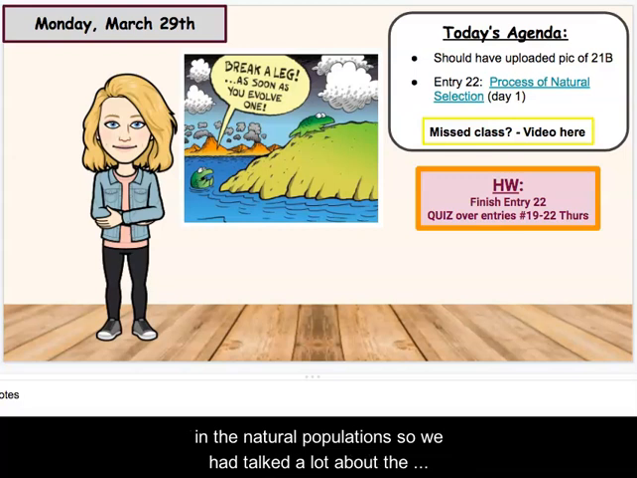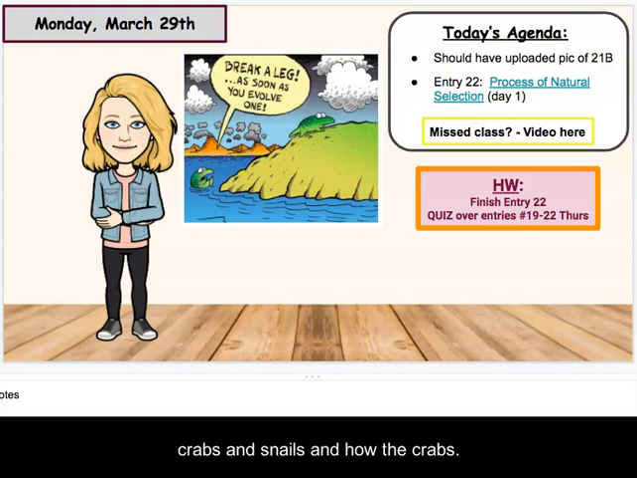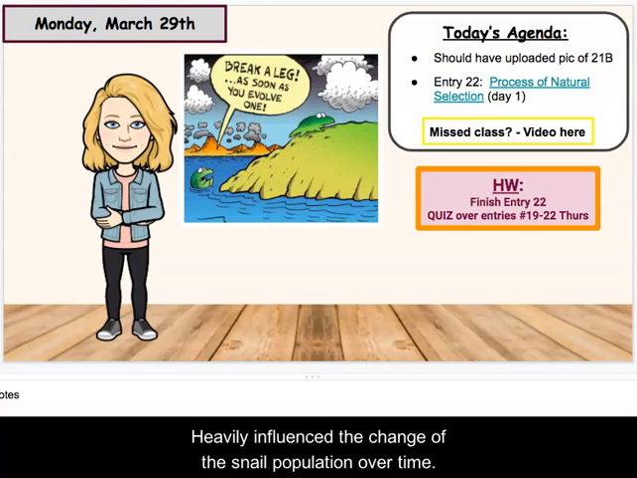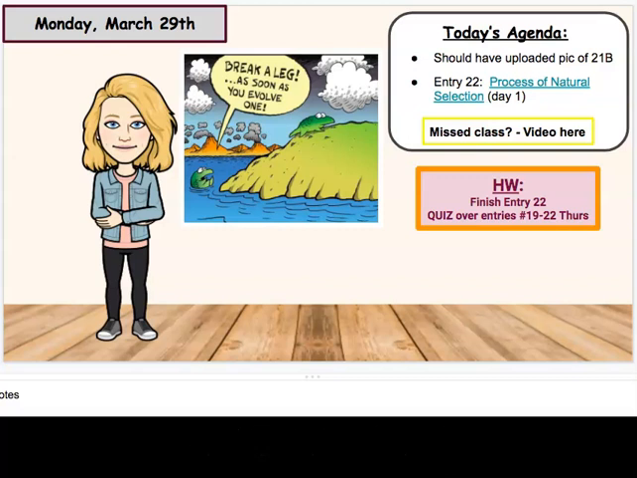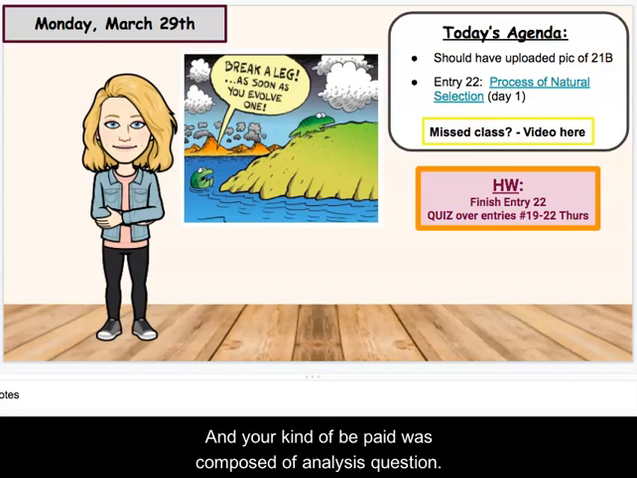So thinking about last class, in entry 21, we learned about variation in the natural population. We had talked a lot about the crabs and snails and how the crabs heavily influenced the change of the snail population over time. And your B page was composed of analysis questions of the experiments that Dr. Seeley had run in the lab and in the field.